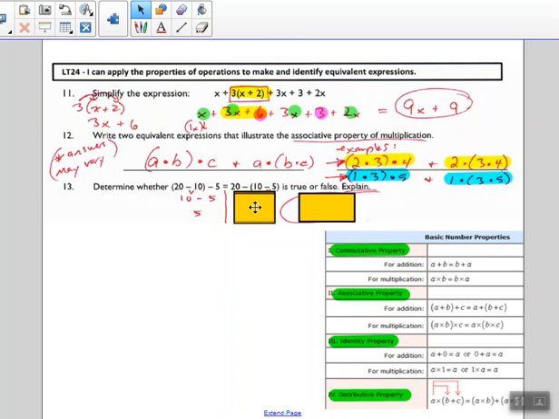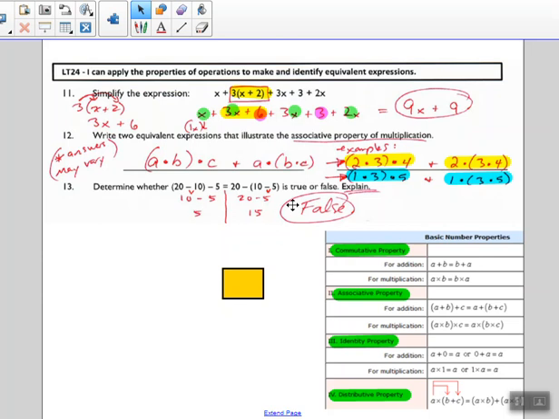And 20 minus 5, that's not doing what I want to do. 20 minus 5 is 15. So I get different answers here. So it's false. And the reason it's false is because I end up in different spots. This kind of looks like the associative property. I'm grouping these two together, I'm grouping these two together, and I really have the same three numbers. But the associative property doesn't work with subtraction. Okay, it only works for addition and multiplication.